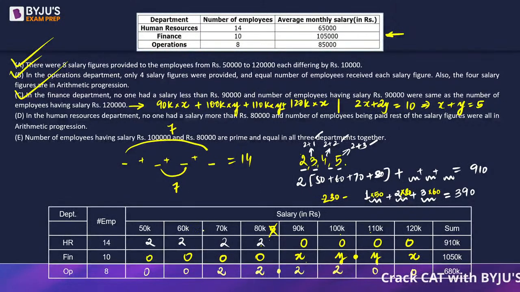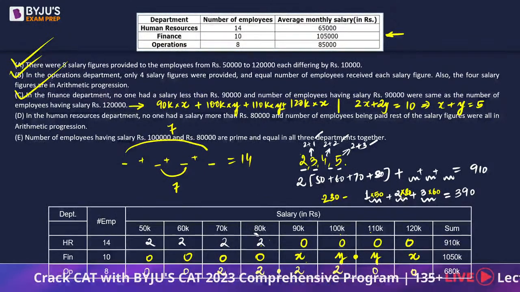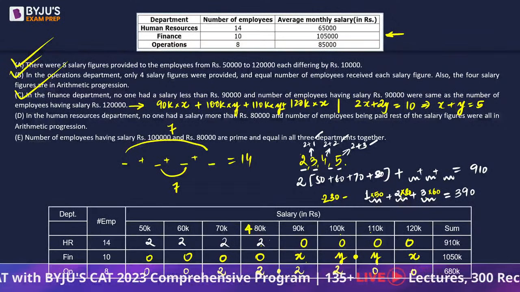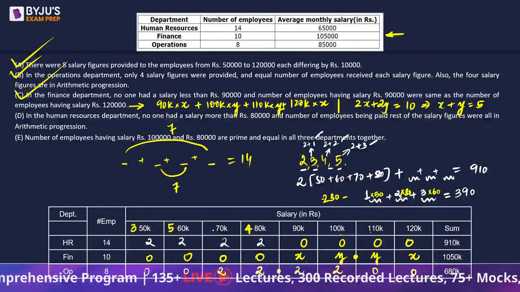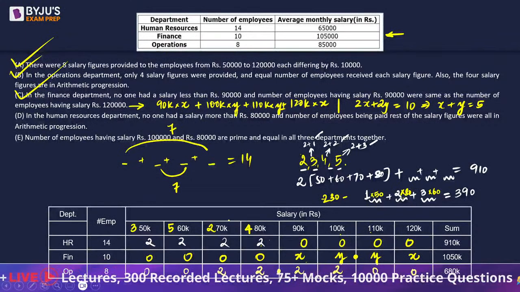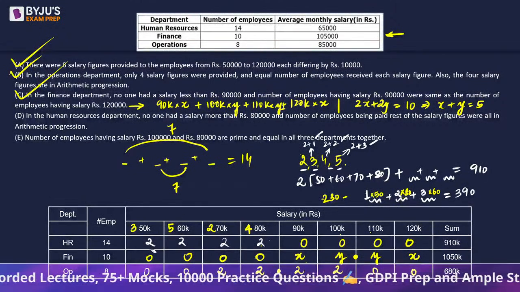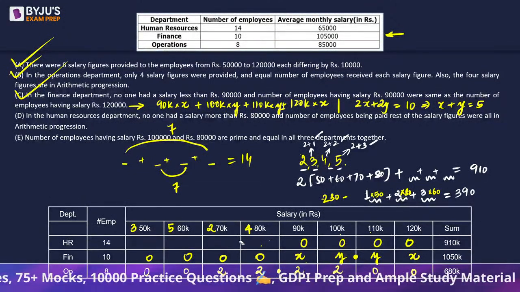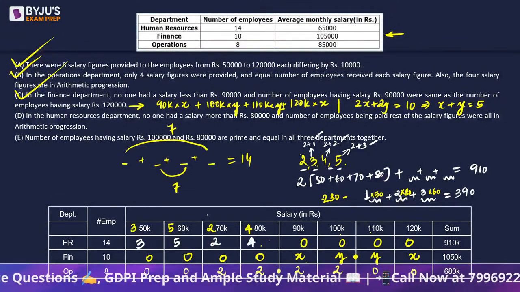इसका एक combination ये हो गया कि 80 वाले, there are 2 plus 2, 4 employees who get 80,000. There are 5 employees who get 60,000, and there are 3 employees who get 50,000, and there are 2 employees who get 70,000. Such that their average is 65,000, या फिर sum is 910. ठीक है? So ये एक possibility है. तो मैं यहाँ number of employees ऐसे लिख लेता हूँ. So 3, 5, 2 or 4. So this is one.